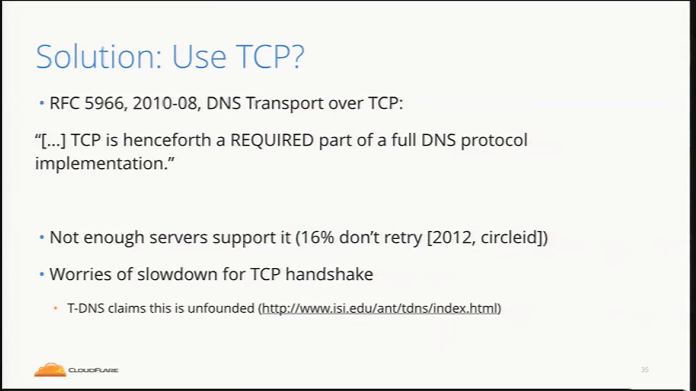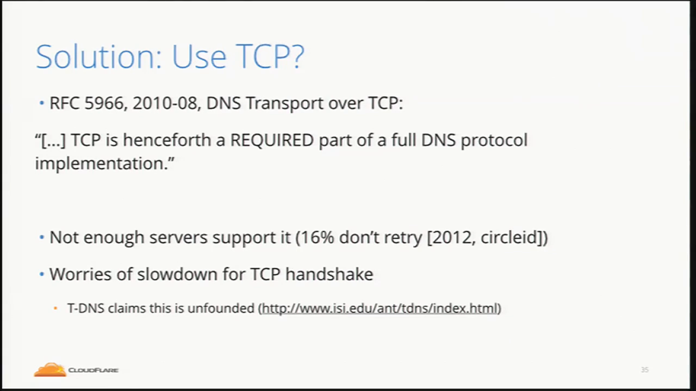So what are the solutions to amplification? These are kind of the age-old problems of network security. You can use TCP. This is actually part of the full DNS protocol. It's required in the RFC that you can fall back from UDP to TCP. But this actually didn't happen in practice all the way. About 16% don't retry from UDP. If you do a DNS request with UDP, you can send a truncate flag, which requests that you try again with TCP. A lot of servers don't do this.